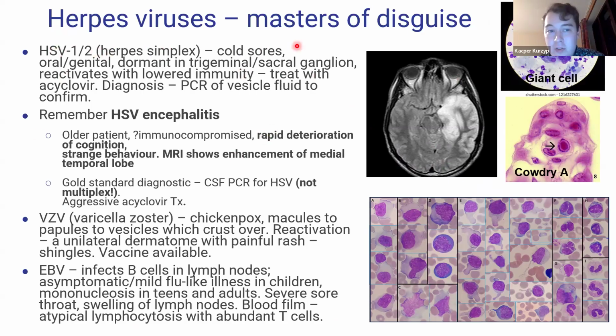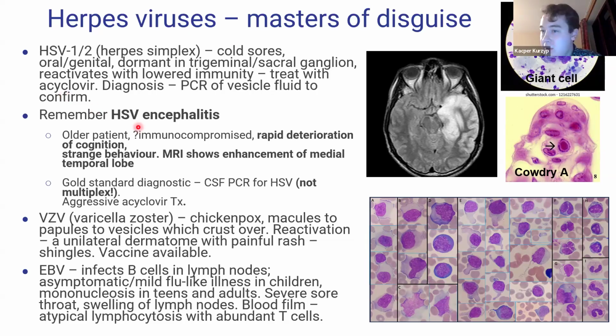Herpes simplex is cold sores. It can be oral for 1 or genital for 2. You can diagnose it with the PCR of the vesicle fluid to confirm, and you treat it with acyclovir. Once you get it, it's permanent. You can treat the flares, but you aren't able to eradicate the virus.